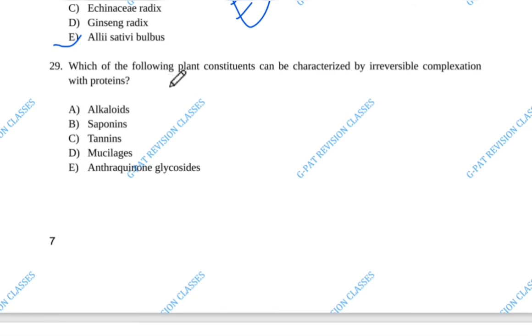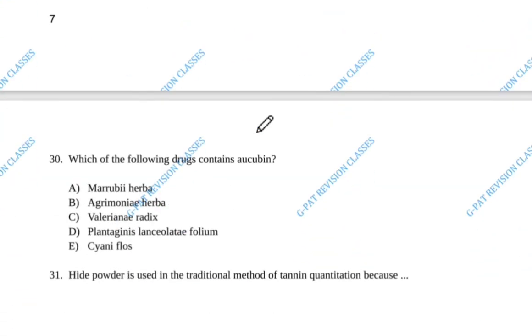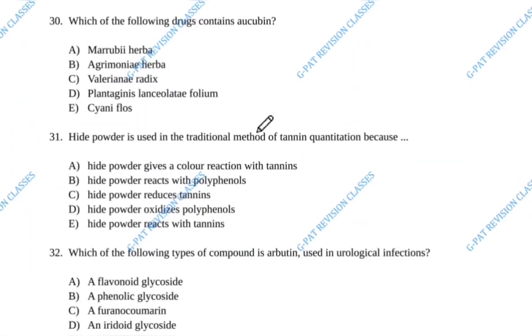Which of the following plant constituents can be characterized by irreversible complexation with protein? With protein, yes. The answer is C, Tannins. Next is question number 30. Which of the following drugs contains aucubin? The answer is D.